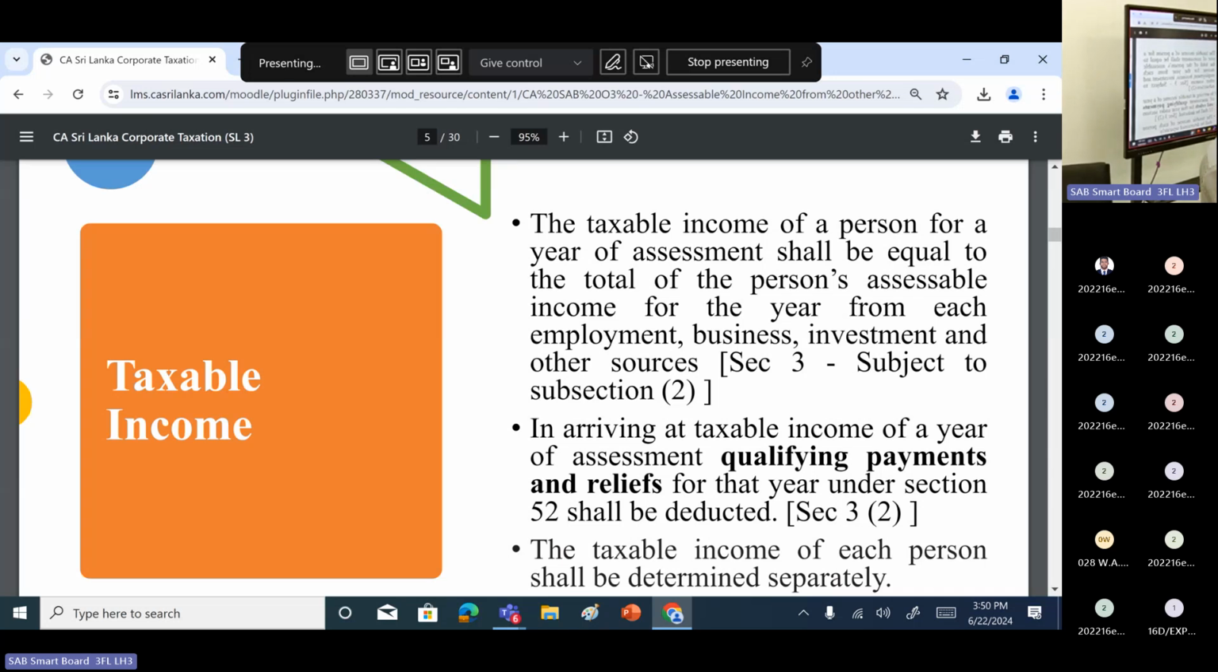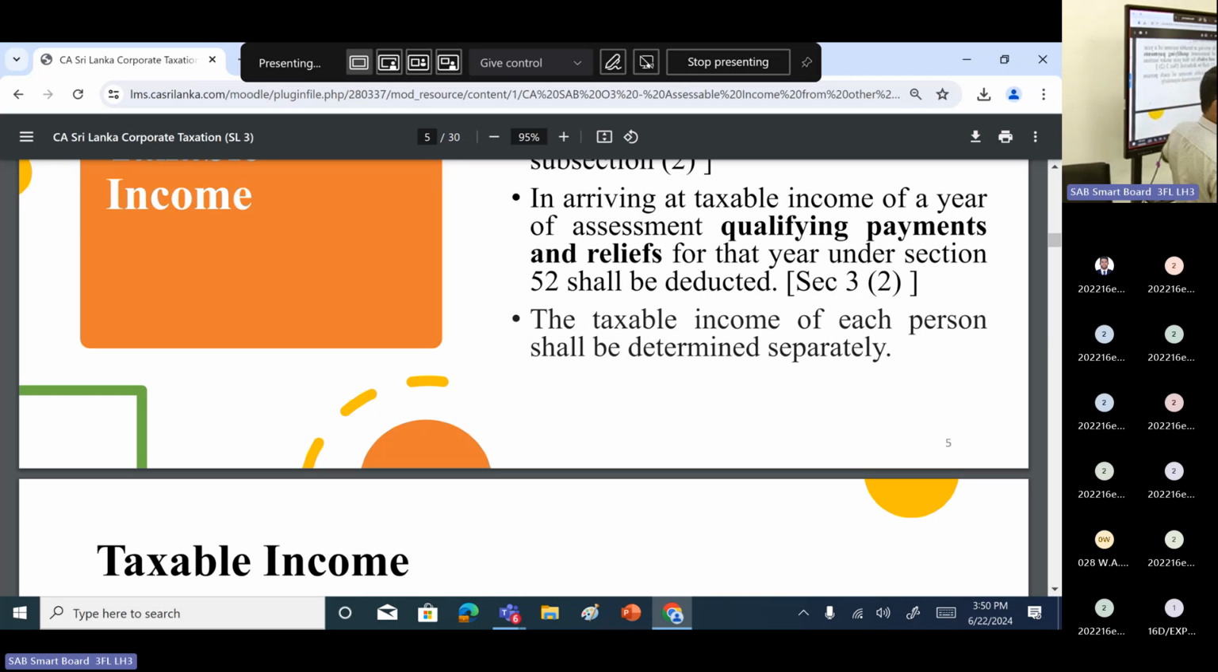Before we work out the taxable income, we have to work out the assessable income. Before we recognize the assessable income, we have to recognize the source of income. There are four sources. Once we work out the sources of income and the assessable income from each source separately, that is called total assessable income. From that total assessable income, we can deduct two items, that is qualifying payment and relief. In a question, practically you cannot deduct any other thing other than these two from the assessable income. Remember.